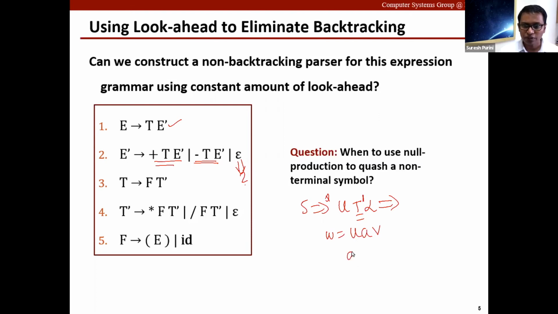If the current input symbol a is equal to star, then we can use this substitution rule that you may want to use. But on the contrary, if the current input symbol a is the division operator, you want to use this other substitution. But then again, the question is, when do you want to use the third substitution rule, T prime goes to epsilon? So that's a question that we have to answer.